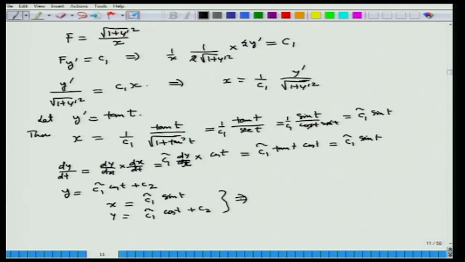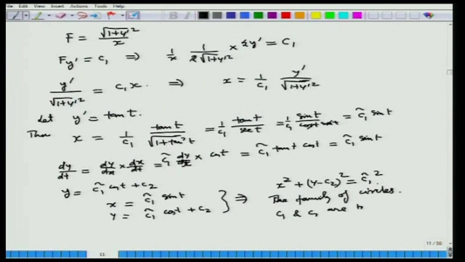So eliminating t from here gives you x square plus (y minus c2) square equal to c1 tilde square. So we get circles as the extremals. It is a two-parameter family of circles, with c1 and c2 to be determined by the given conditions. So here we get these circles as the extremals for this case.